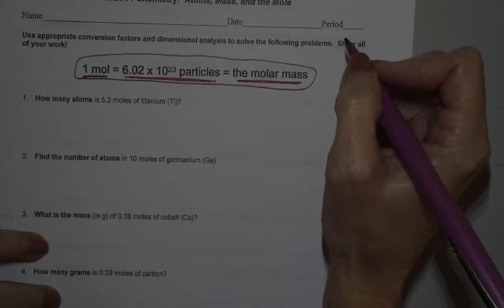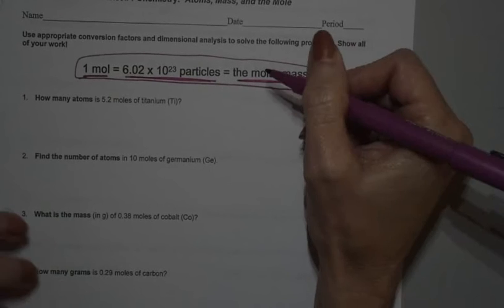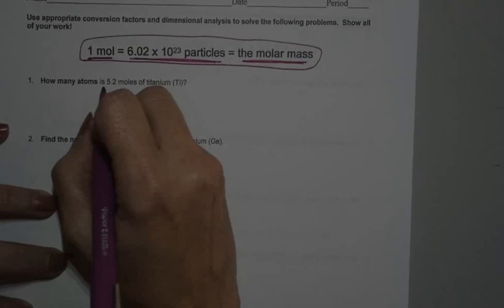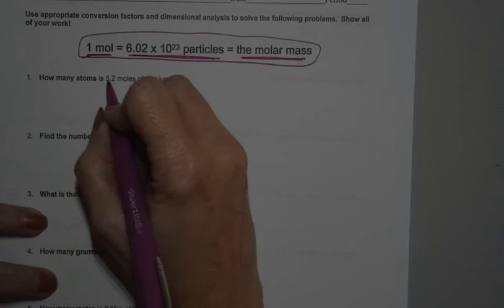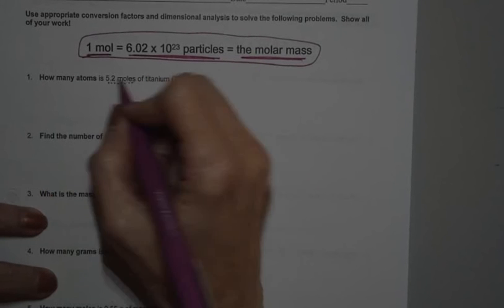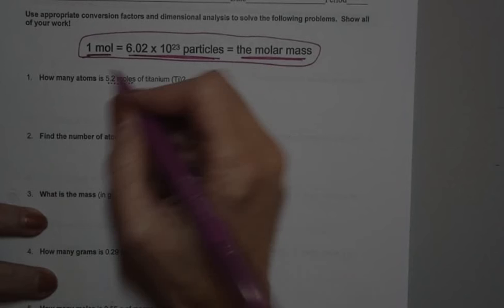So we're converting, in this first one it says how many atoms is 5.2 moles of titanium. We're doing the conversion, so we still have and are always going to have this 5.2 moles of titanium. It's just that we're going to talk about it in terms of atoms now.